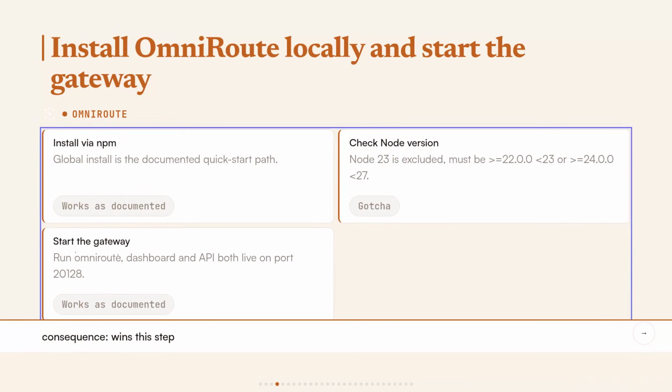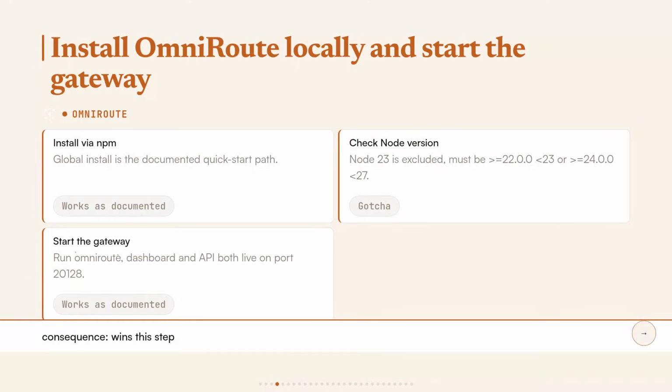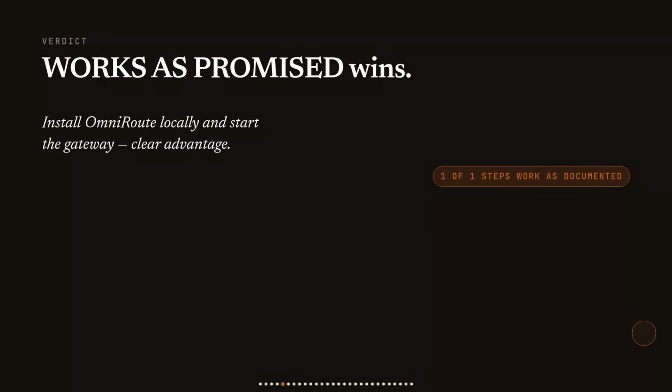Once it's running, both the dashboard and the API live on the same port, 2128. That's a small detail, but it means you're not hunting for 2 different addresses when something doesn't load. OmniRoute wins this step. It's genuinely one command for most setups, but the version gotcha is real enough that it earns its own line in your notes before you start.